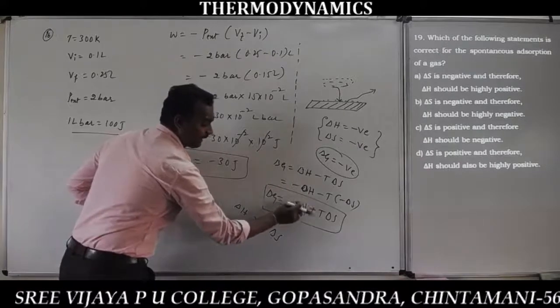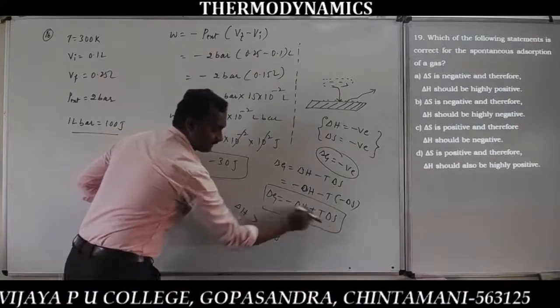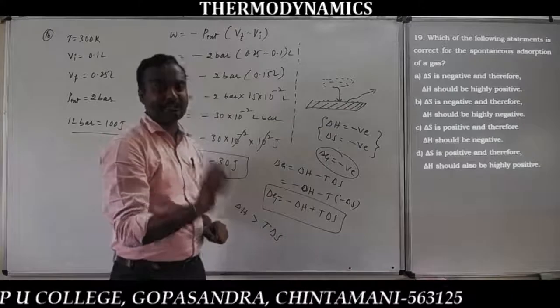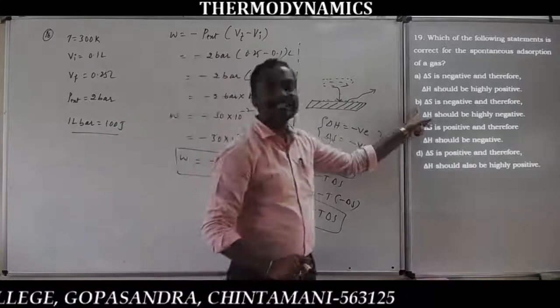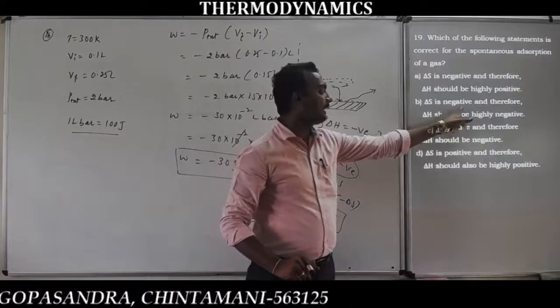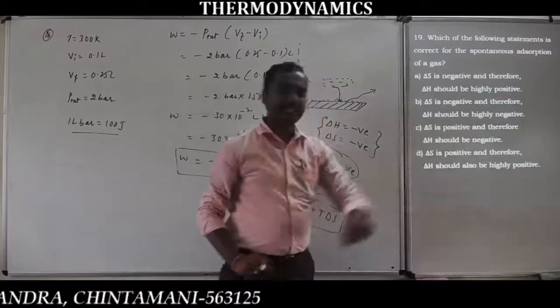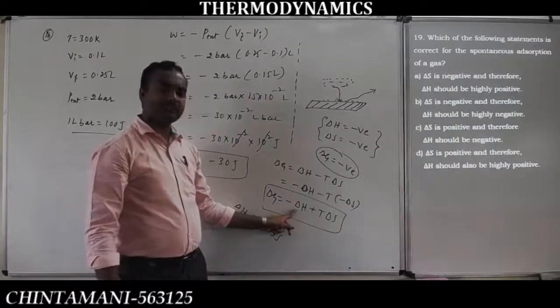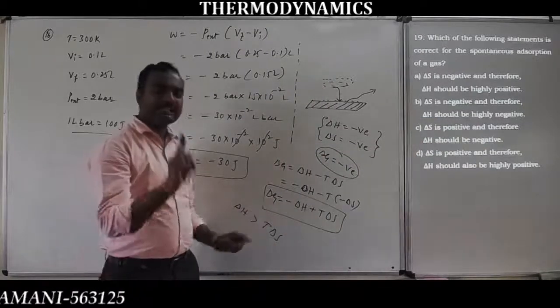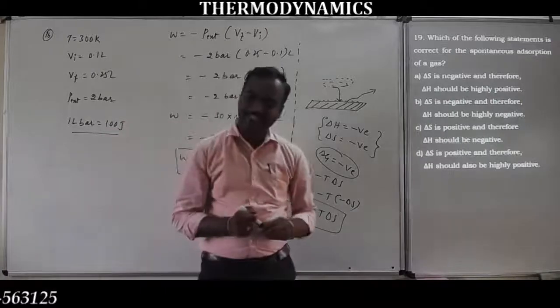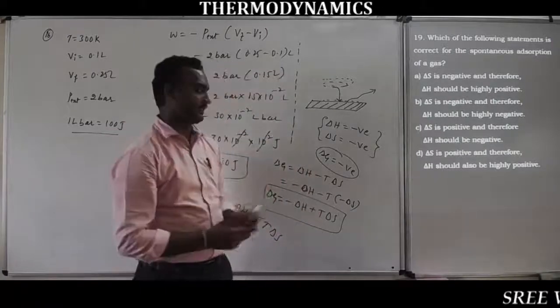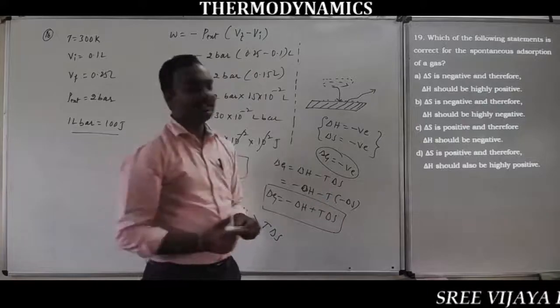highly negative ಆಗಿದೆ ಅಂದಾಗ ನೀವು ಇದನ್ನ ಮೈನಸ್ ಮಾಡ್ಕೊಂಡ್ರೆ ನಿಮಗೆ ಡೆಲ್ಟಾ G ಏನಾಗುತ್ತೆ, ನೆಗೆಟಿವ್ ಬರುತ್ತೆ. Therefore option B is the correct answer. Delta S is negative and therefore delta H should be highly negative. Delta H highly negative ಆಯ್ತು ಅಂತಂದ್ರೆ definitely delta G value negative ಬರುತ್ತೆ. If the delta G value is negative, the reaction is spontaneous. Therefore option B is the correct answer.